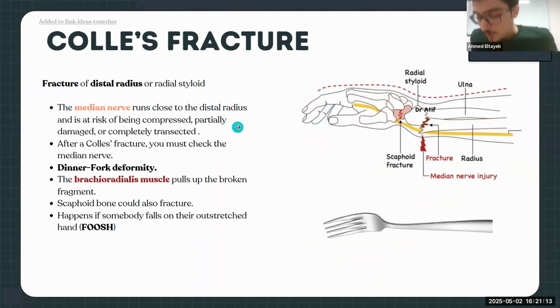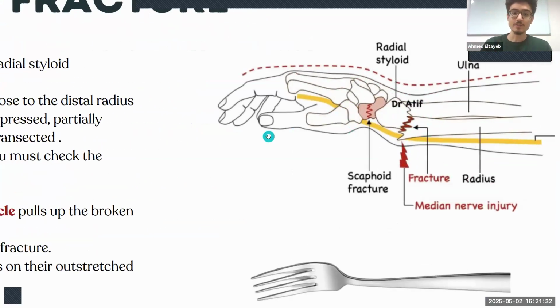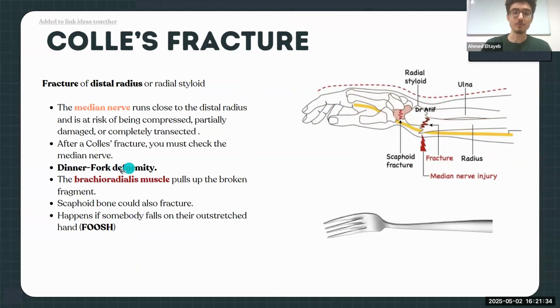Now, the median nerve goes through the carpal tunnel, and it is also very close to the radius. So before it goes through the carpal tunnel, right over here, if you have any form of injury, trauma, or fracture to the radius, it can very well affect this nerve. And you can have something called a dinner fork deformity, where your hand looks like this.